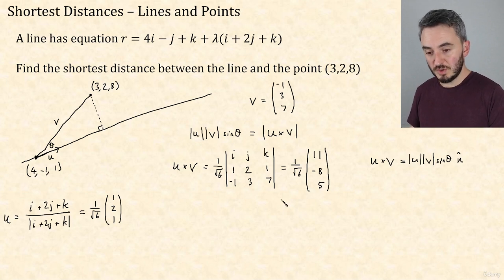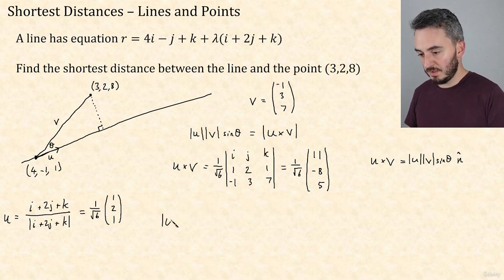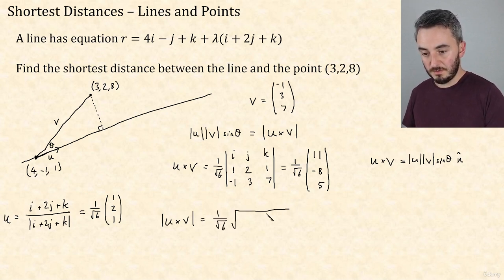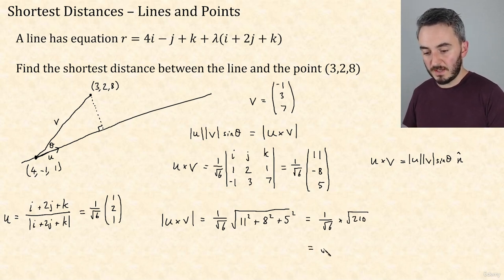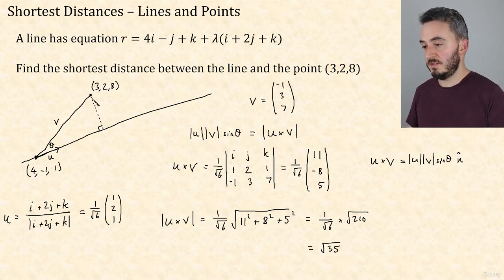So that's u crossed with v. All I need to do is find the modulus of that. So the modulus of u crossed with v, I can just keep that 1 over root 6 out here, and then it's just the modulus of this. So 11 squared plus 8 squared plus 5 squared. So evaluating that, we get root 210, or rather 1 over root 6 times root 210. Those two, we can just divide 210 by 6, and we get root 35. So root 35 is the shortest distance between this point and this line.